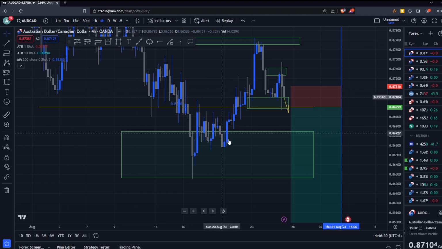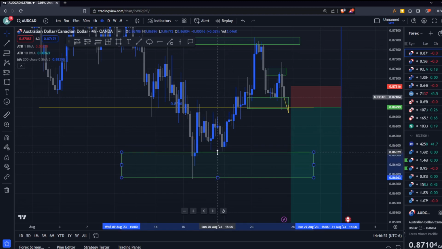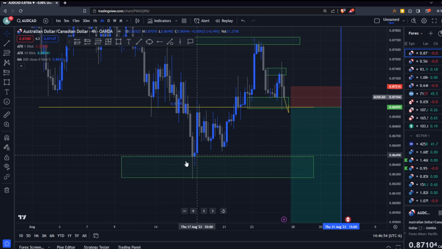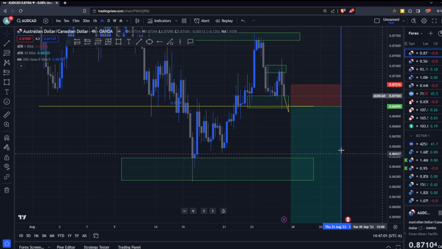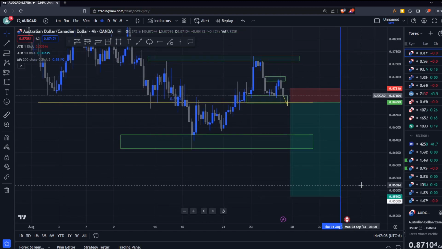There's a 4-hour zone here, so you could even tighten this up a little bit to here for a nice 4-hour zone in this 86.4 area, just below 86.5. So that is my take on Aussie CAD: waiting for this to break this zone, retest, and then shooting for this monthly range at 85.5.